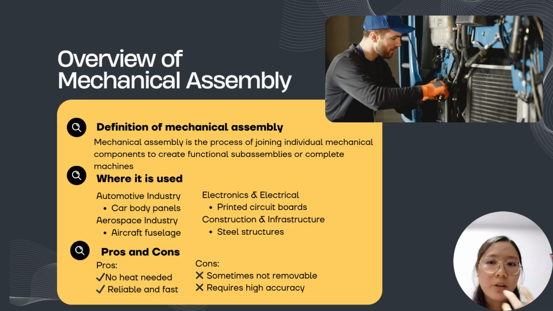Okay, next let us talk about the overview of mechanical assembly. Mechanical assembly is the process of joining individual mechanical components to create a functional sub-assembly or complete machine. Where do we use mechanical assembly? In the automotive industry, we can use it for the car body panel, in the aerospace industry, for the aircraft fuselage, in the electronics and electrical industry, for the printed circuit boards, and in the construction and infrastructure industry, for the steel structure.